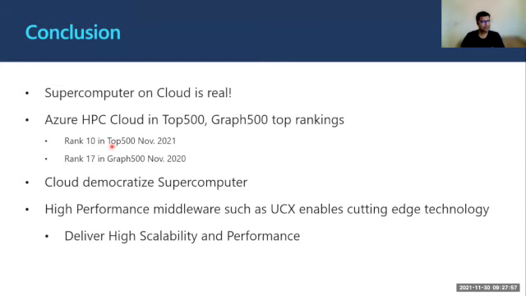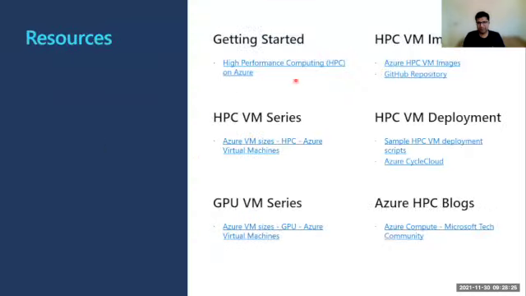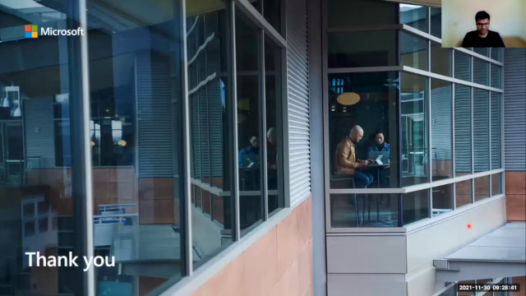The best part is that cloud makes it available for everyone. Previously, supercomputers were available only to national labs or certain universities, but now anyone can access a supercomputer, and HPC middleware such as UCX really enables the cutting-edge technology and delivers high performance and scalability. With that, let me conclude with some pointers about getting started: the different VM images that we discussed, how we can quickly deploy the VMs, HPC VM series, GPU VM series, and some performance blogs here. I can take any questions.